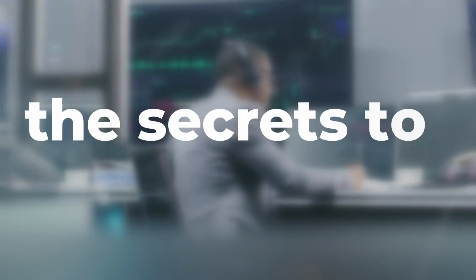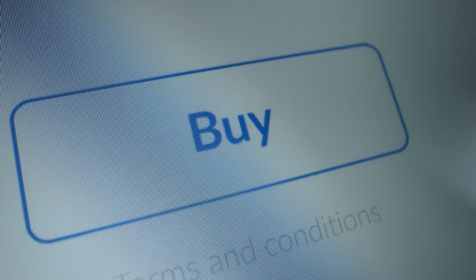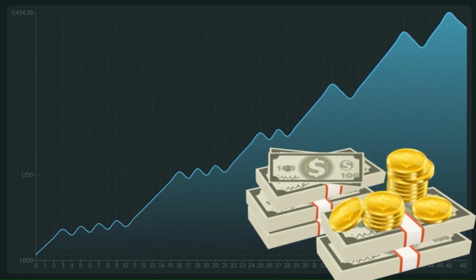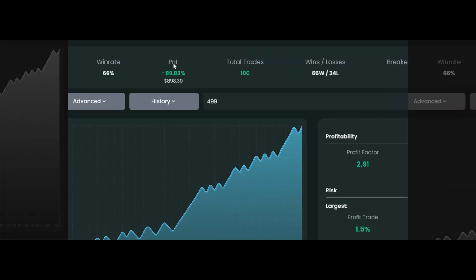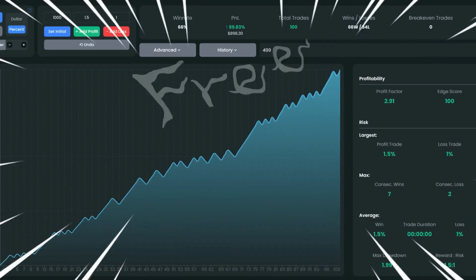Want to unlock the secrets to consistently profitable trading? Imagine having a laser accurate buy sell indicator strategy that could potentially generate consistent profits on every trade. We're talking about serious profit potential here. This high performance strategy, once a closely guarded premium secret, is now available totally free.